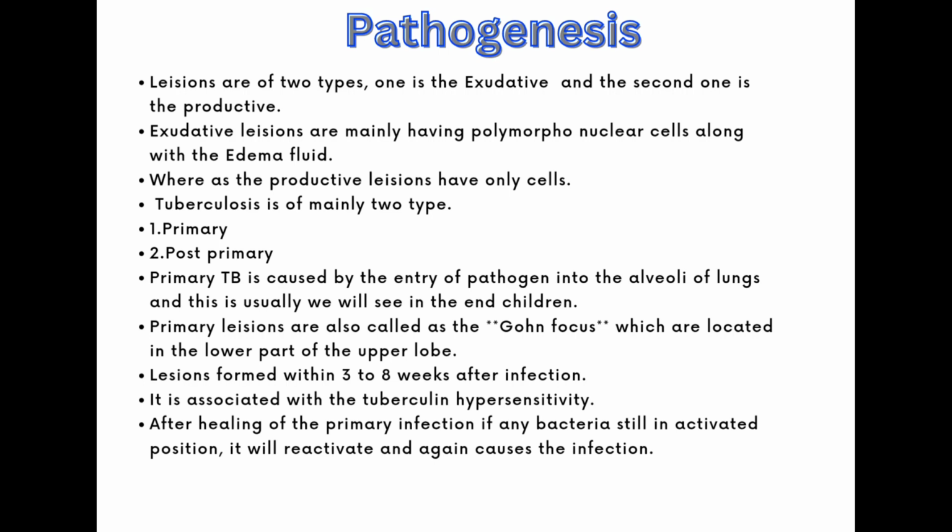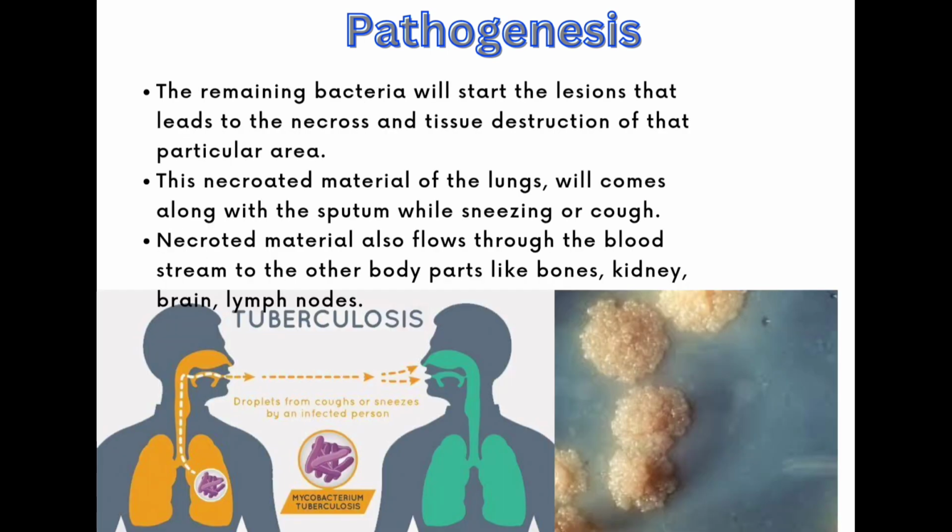And by this necrosis, the necrotic material comes out through the sputum while coughing or sneezing from the patient, and it enters the air and reaches another person, who will carry the bacteria, and it will cause disease in that person. So this is the pathogenesis of tuberculosis.